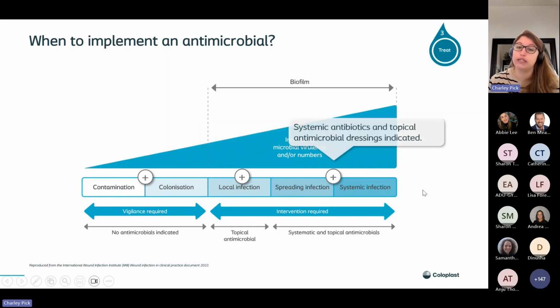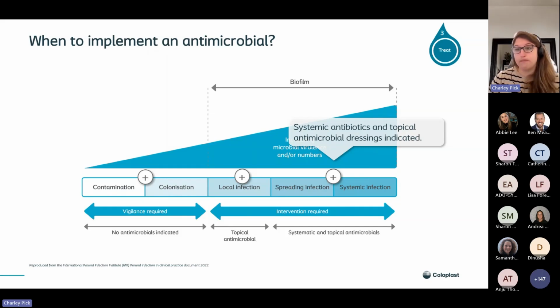Now, when you get to your spreading infection and your systemic infection, this is when you will need systemic antibiotics along with your topical antimicrobial dressings. And it's really important, if this wound has been the cause of this spreading or systemic infection, that you continue to treat your wound as well with your antimicrobial dressing. We can get fixated on managing that systemic infection and forgetting where this infection has actually come from.